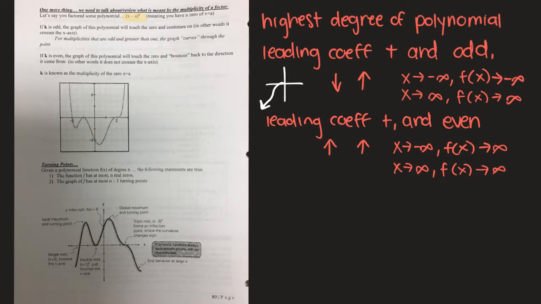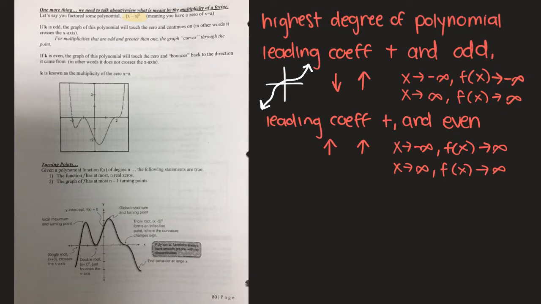Okay? And then as x approaches positive infinity, or in other words, as I'm going right on the graph, my f of x, my y values, should be going to positive infinity, meaning they should be going up. So this is what I mean by it goes down on the left and it goes up on the right.